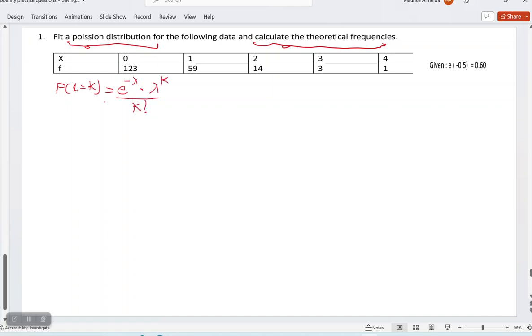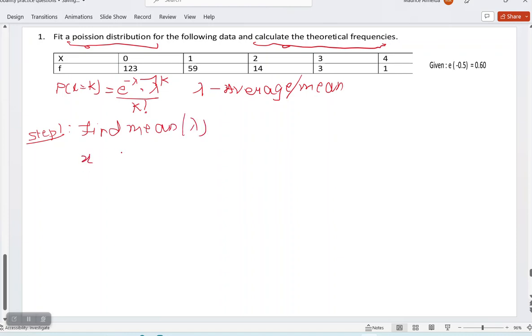Now, if you observe that in all these problems, the focus is on this lambda, which is nothing but the average, which is nothing but the mean. So our goal, or step one, to solve such a problem is to find the mean. That is lambda. So we now write down all our x and all our f values vertically. x: 0, 1, 2, 3, 4. f: 123, 59, 14, 3, 1.